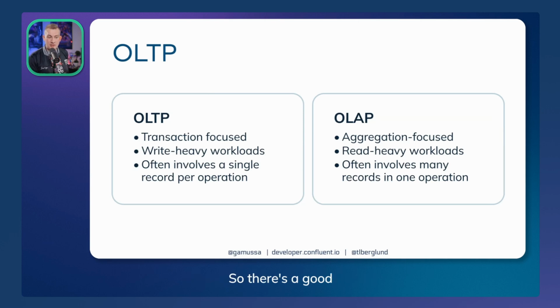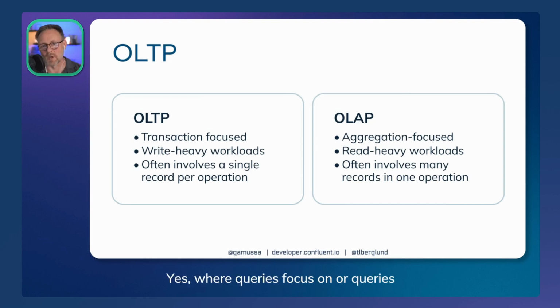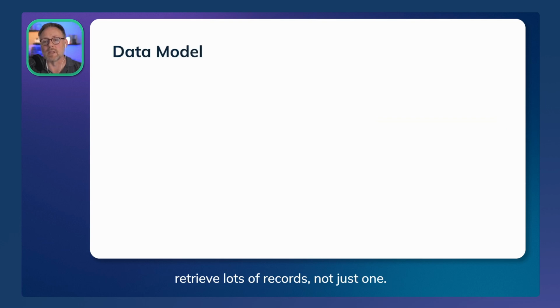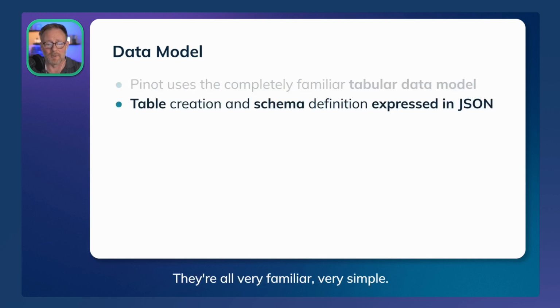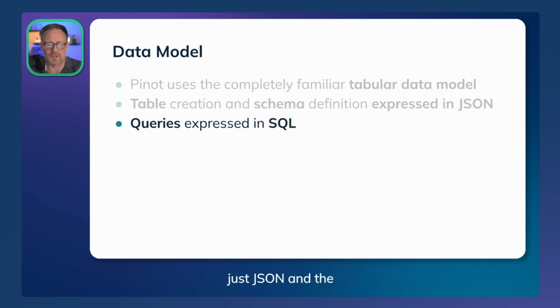So there are good databases to deal with OLTP. Pinot is good at OLAP analytics. Yes, where queries retrieve lots of records, not just one. And it uses tables. There's nothing to see here. They're all very familiar, very simple. And instead of DDL in SQL, you actually express that in JSON because it's very complex. There's a lot of things you have to define potentially to create a Pinot table. So rather than all that custom SQL, it's just JSON. And the queries, though, are expressed in regular old SQL. And you'll see that when Victor does the demo.